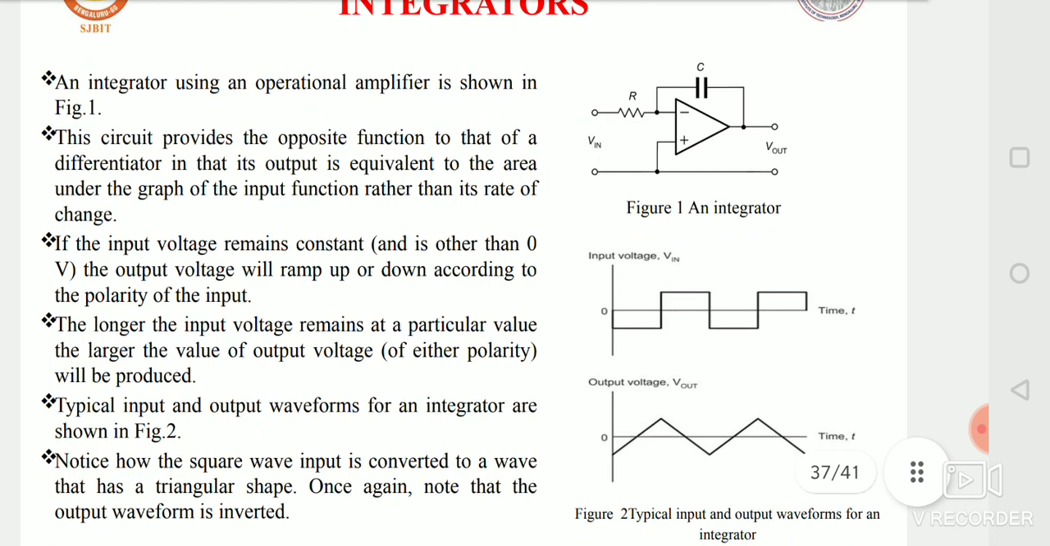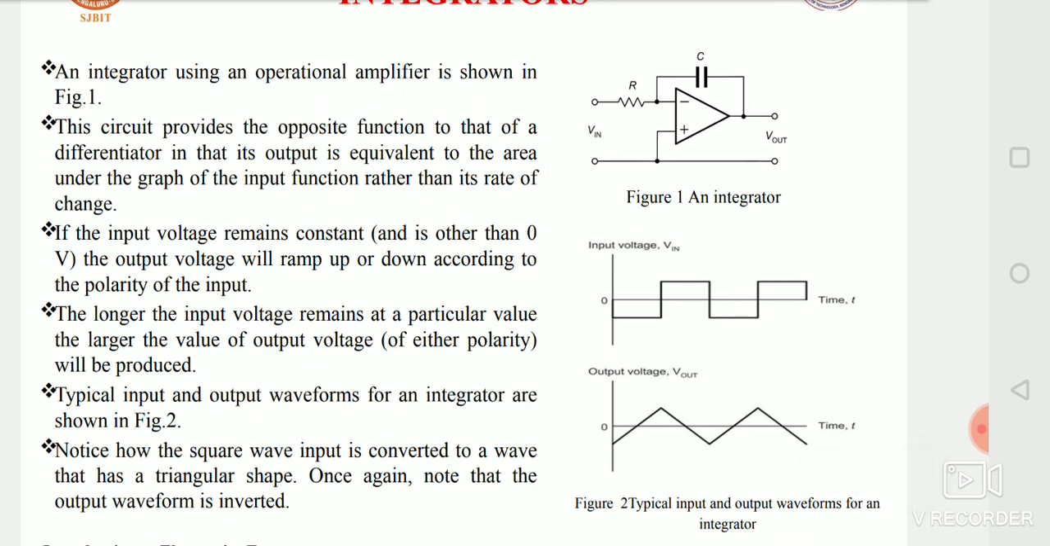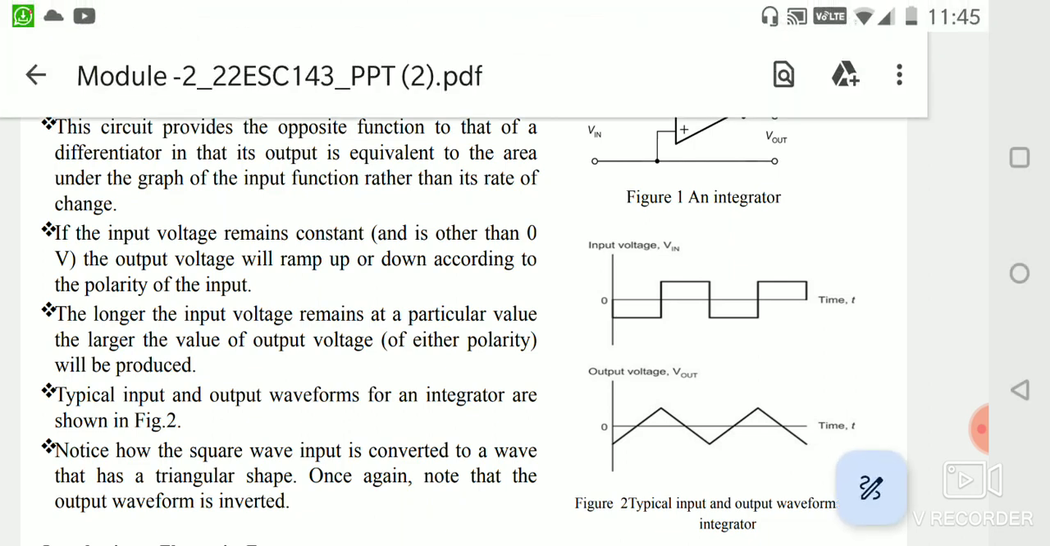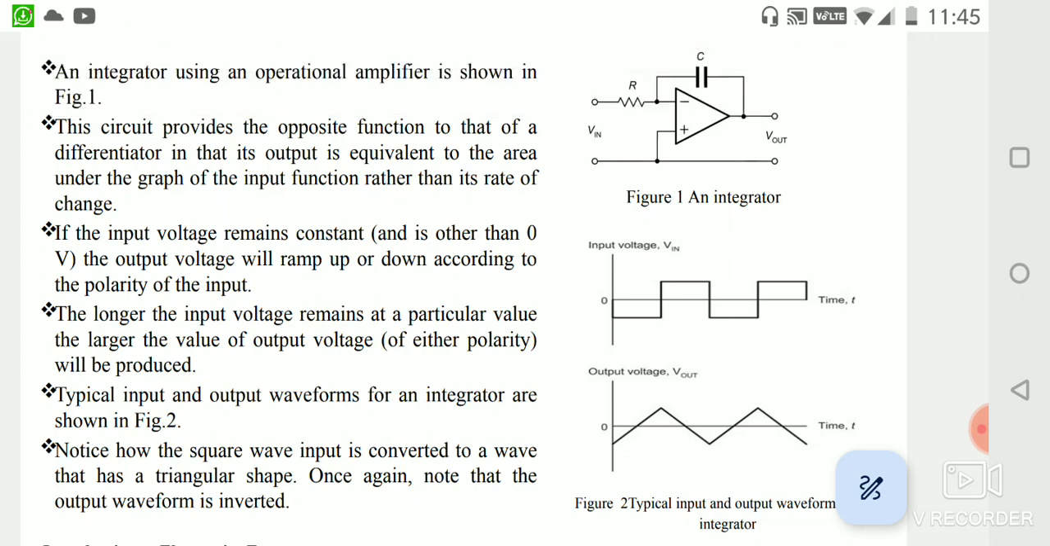If the input voltage remains constant and is other than 0 volts, the output voltage will ramp up or down according to the polarity of the input. The longer the input voltage remains at a particular value, the larger the value of the output voltage. Typical input and output waveforms for an integrator are as shown in figure 2. Notice how the square wave input is converted into a wave that is a triangular shape.